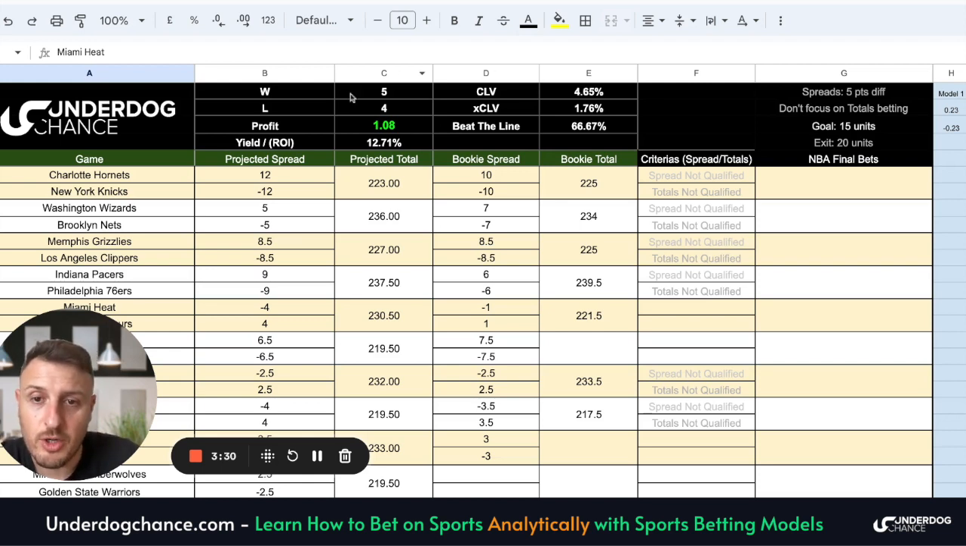So far, 5-4, 1.08 units of profit, yield or ROI plus 12.71%, beating the line, with positive closing line value numbers, both against Novig Pinnacle and against Vig Pinnacle. And all my projections are always against Pinnacle, taken and also closing. So no manipulating with a shady bookmaker.